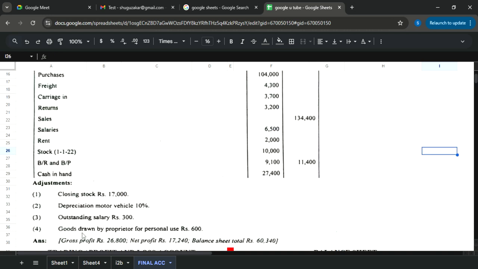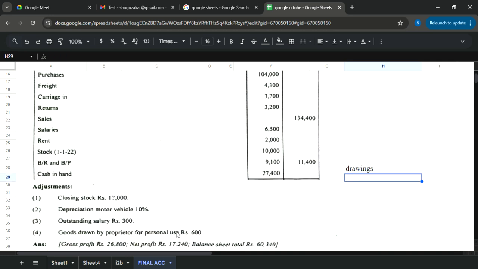Now the last adjustment is new and your attention is needed. It has been written over here, goods drawn by the proprietor. First we will see its journal entry. What journal entry will we make? Whenever something is drawn by the proprietor, it is called drawings. And secondly, you can see that goods are going out, so you will write purchase. So drawings to purchase is this entry.